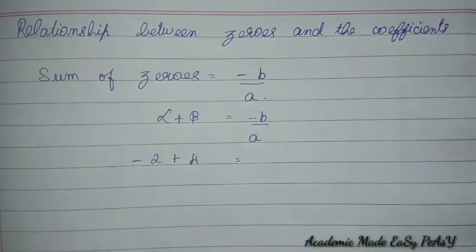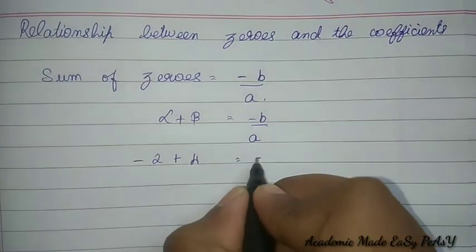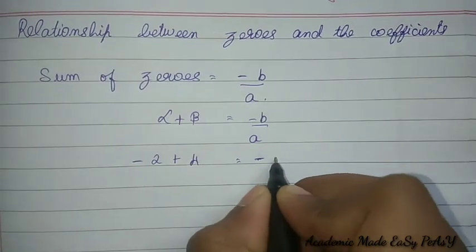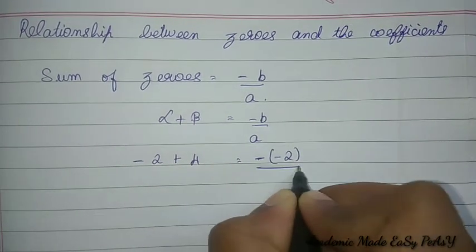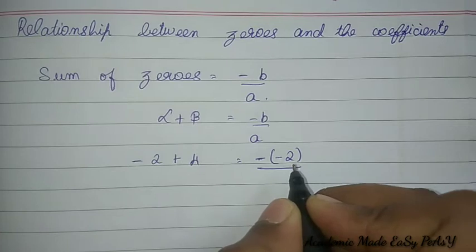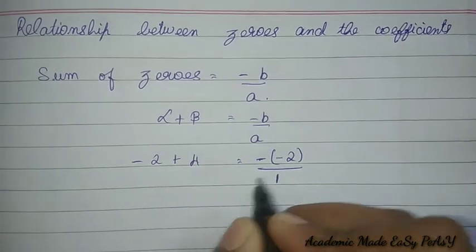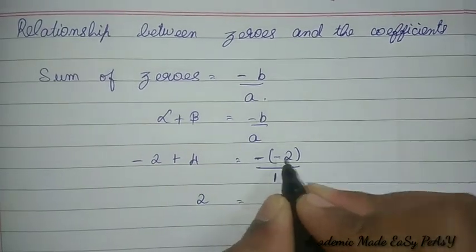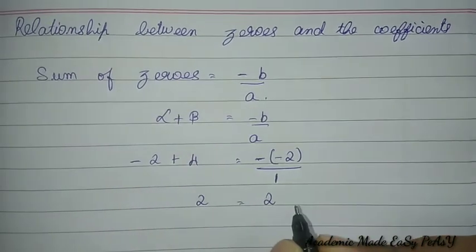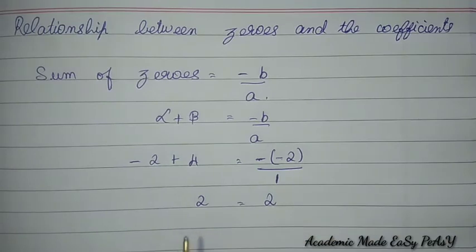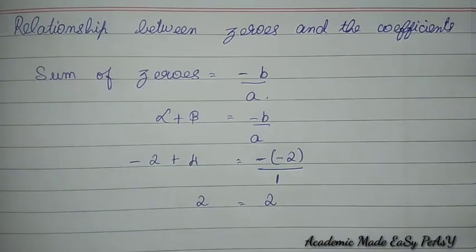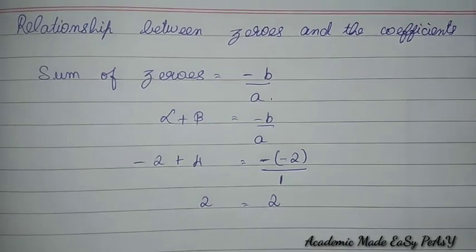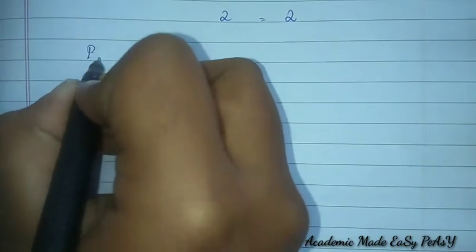So what was my minus b? So minus I will have as it is. My b was minus 2, divided by what was my a there? 1. So minus 2 plus 4 is 2, which is equal to minus into minus is plus 2, 2 by 1 is 2 only. So therefore the sum of zeros is equal to minus b by a. So this is verified.